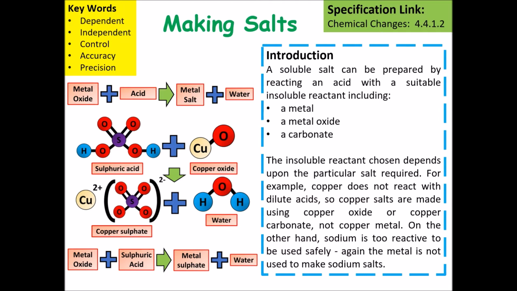The general equation that we would use would be a metal oxide plus an acid will make a metal salt plus water. So specifically, we would have a metal oxide plus sulfuric acid would make a metal sulphate plus water. So for what we are looking at today, we would have sulfuric acid plus copper oxide, and that would make copper sulphate plus water.